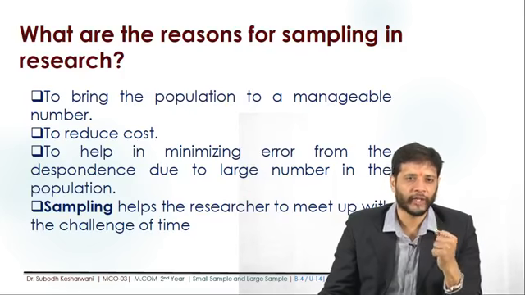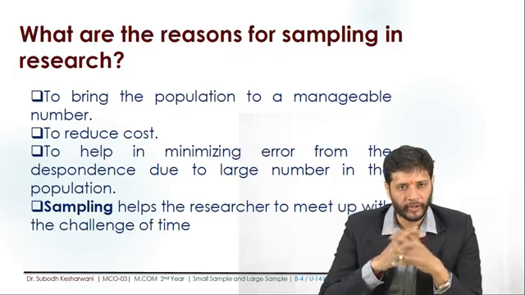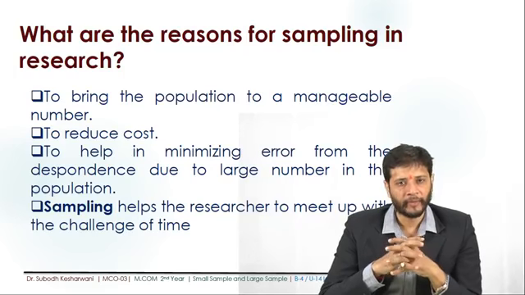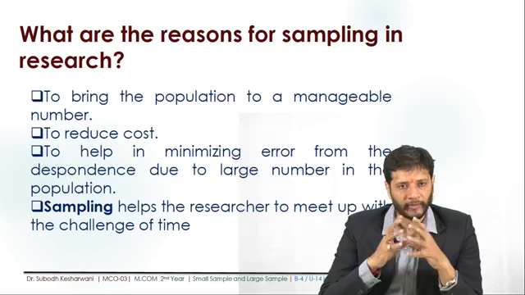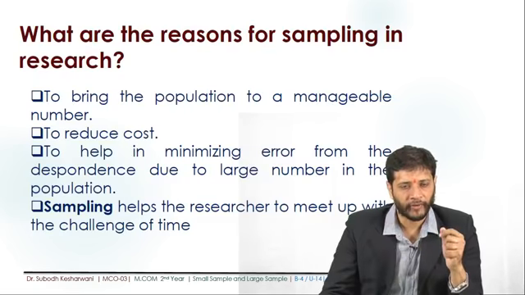So what are the reasons for sampling in research? To bring the population to a manageable number, to reduce cost, to help in minimizing error from the dependence due to a large number in the population, and sampling helps the researchers to meet the challenges of time.